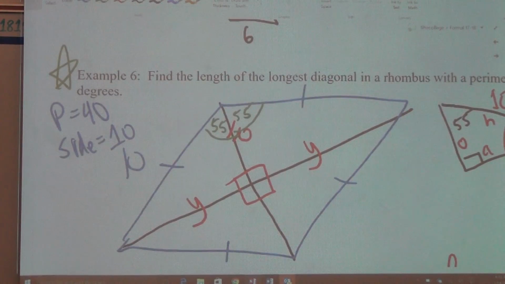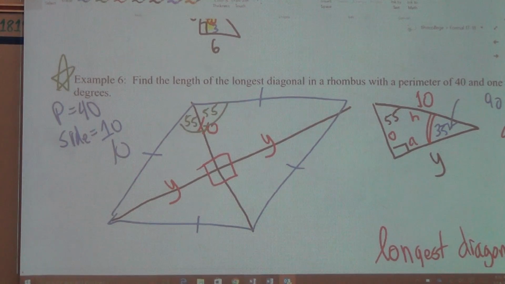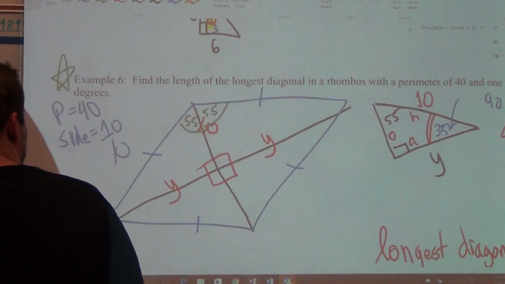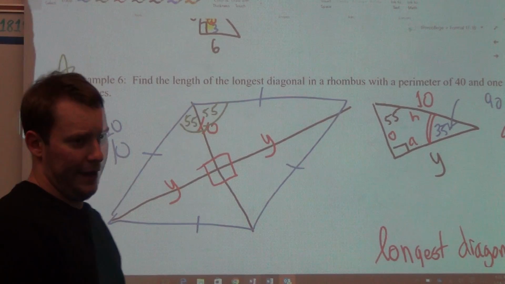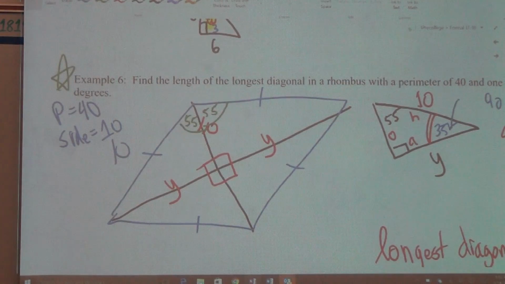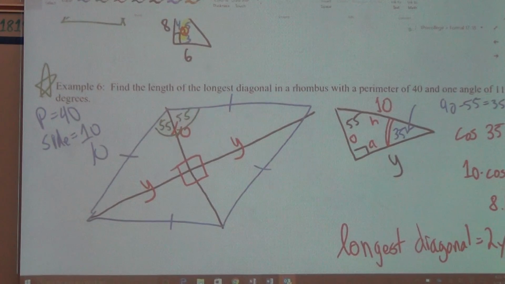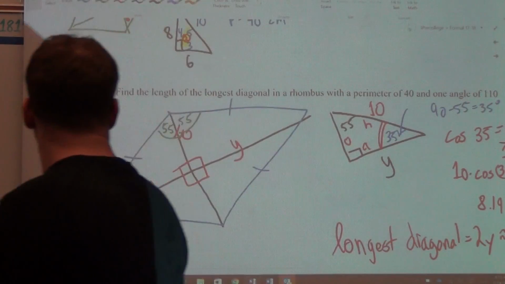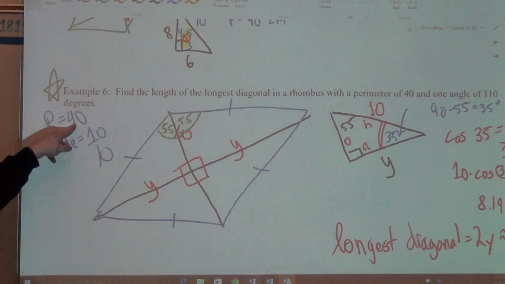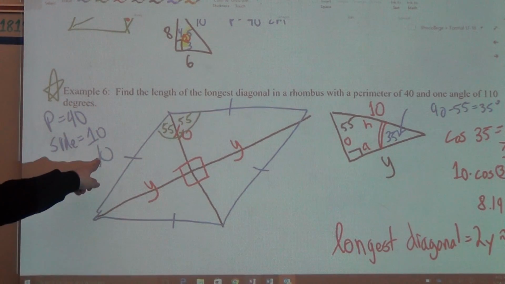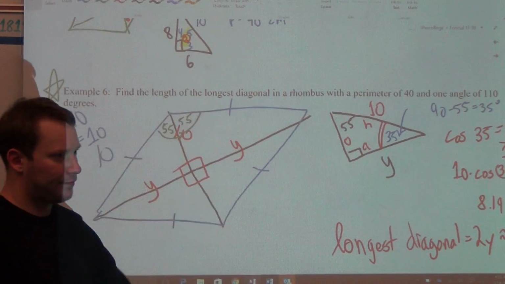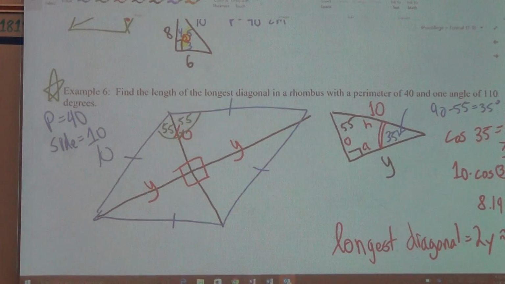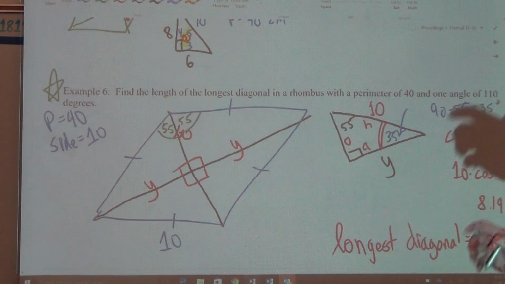In example 6, we're to find the longest diagonal of a rhombus with a perimeter of 40 and one angle of 110 degrees. So if we know the perimeter is 40, we can conclude that the sides are each 10. So I made the side equal to 10. All the sides are 10, I'll only show it on the bottom.